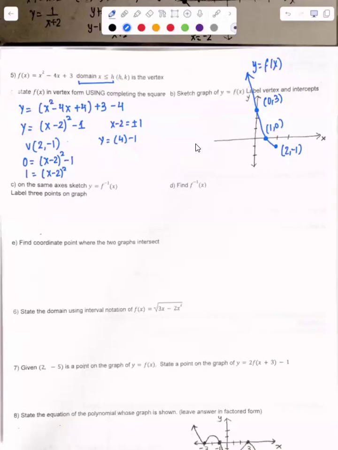Okay, on the same axis, it says sketch the inverse function. So we just flip the x's and y's. So 0, 3 becomes 3, 0. 1, 0 becomes 0, 1. And 2, negative 1 becomes negative 1, 2. And we can have curves.